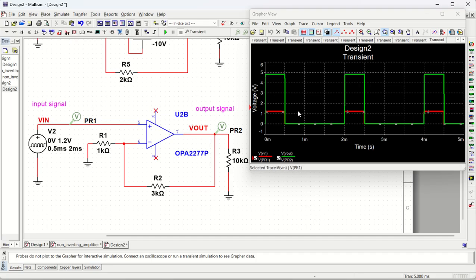Understood? So this is how you are going to have. So 0 to 1.2 volt is input and 0 to 4.8 volt is output. So hope you have almost all the variations and all the requirements that is needed for non-inverting amplifier design.